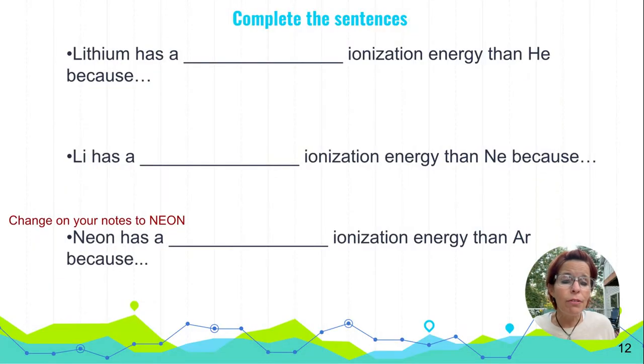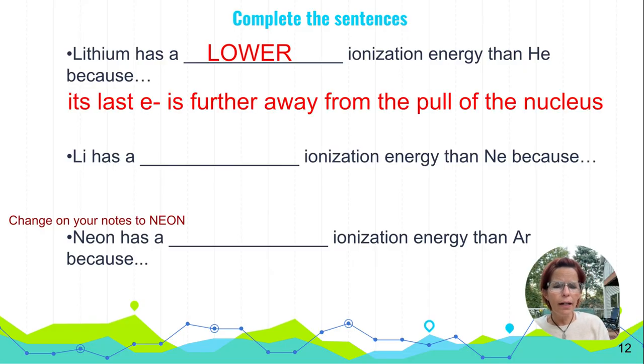All right, so now let's complete some sentences. Sentence number 1, lithium has a lower ionization energy than helium. Look at where they are in the periodic table, because lithium's last electron is further away from the pull of the nucleus. Lithium has a more attractive nucleus. It's got 3 protons, and helium only has 2. But because lithium's third is further away, it's going to be easier to pluck it off. And so its ionization energy, what we call its first ionization energy, is going to be lower.